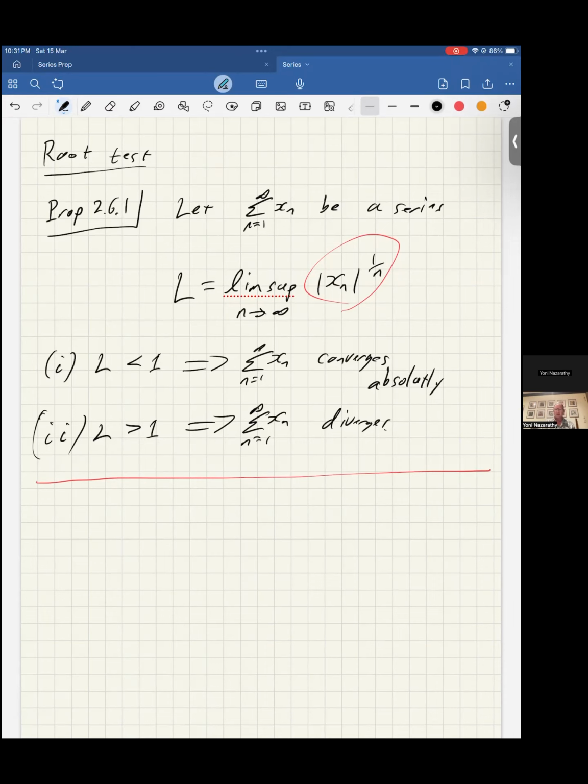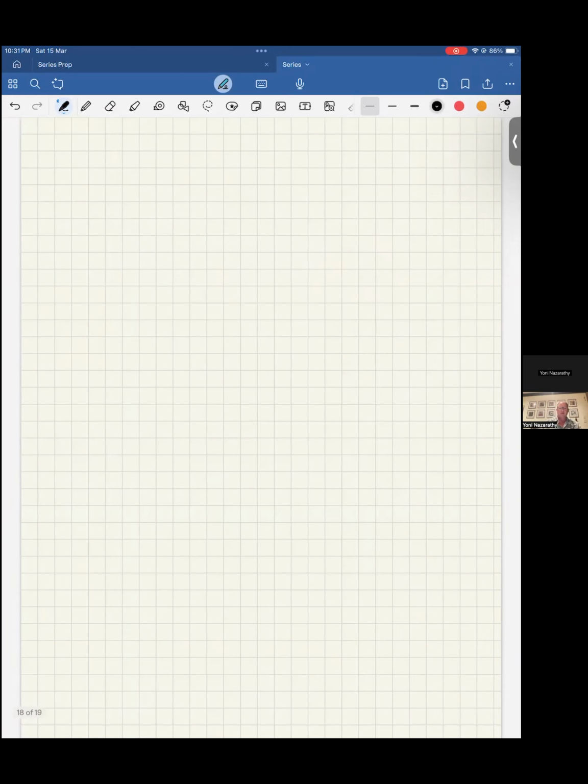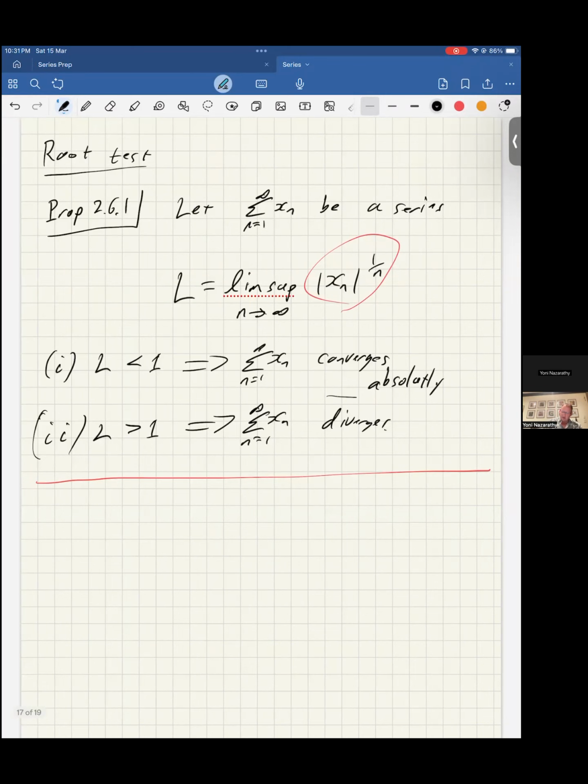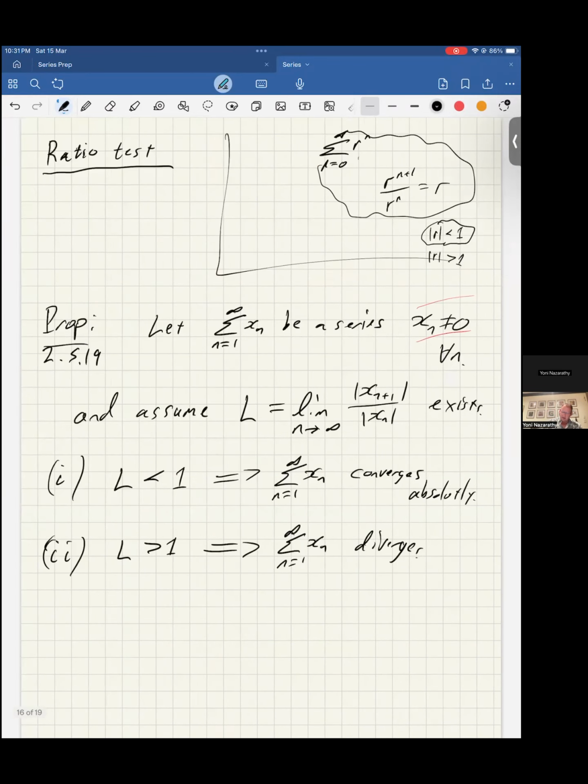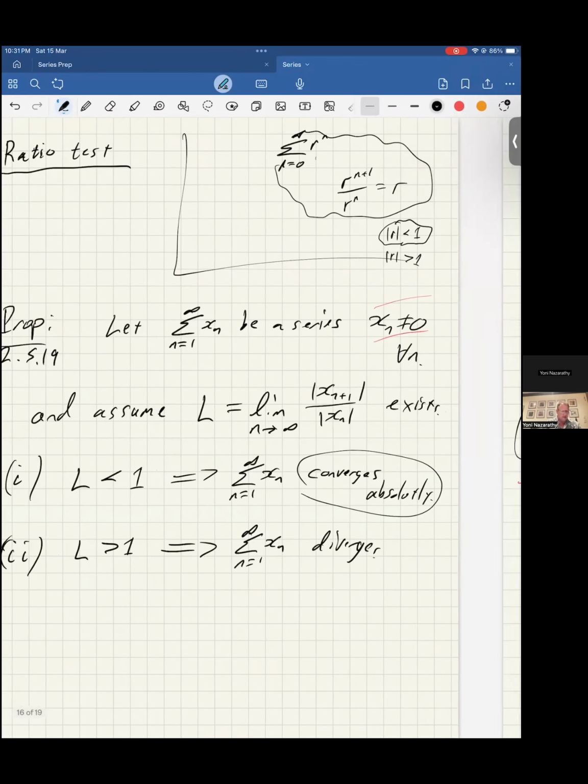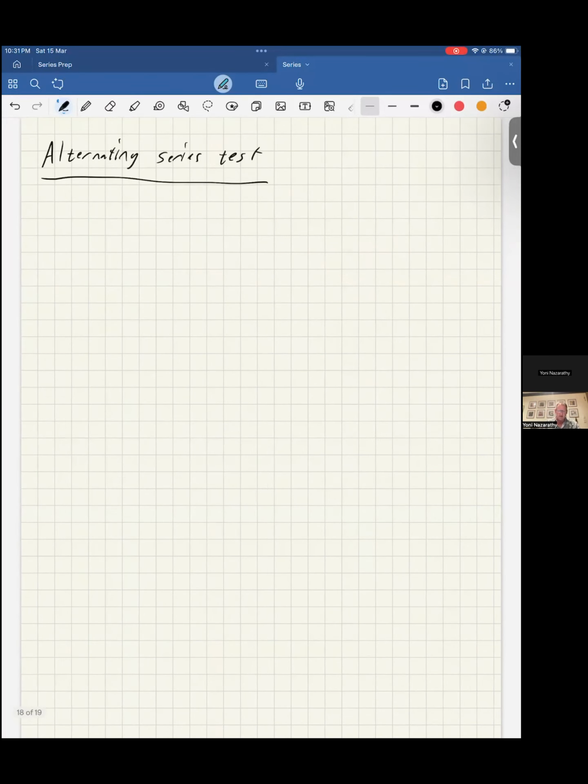Okay, so this puts us at the final criterion for convergence that we'll speak about, and this one is called the alternating series test. In contrast to the root test and the ratio test that gave us absolute convergence, this alternating series test is a good way to generate examples of series that are conditionally convergent. So it'll be clear when you see it.